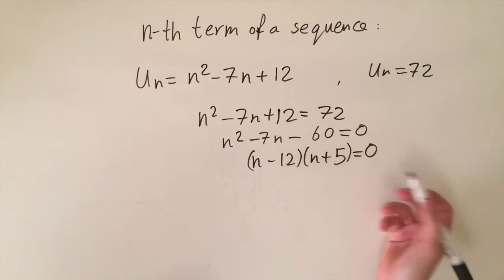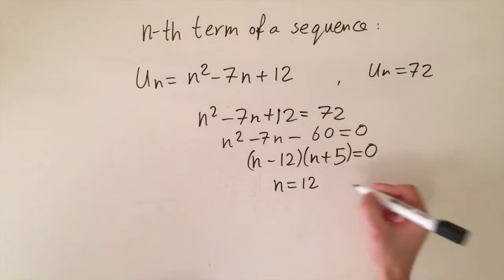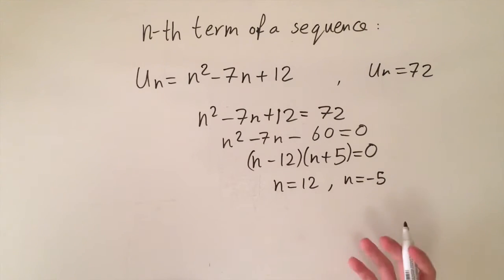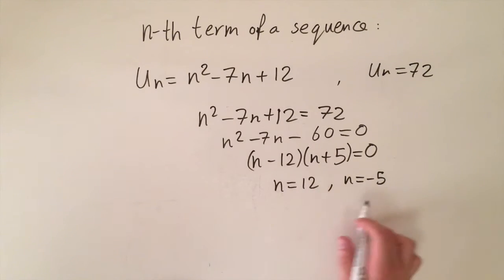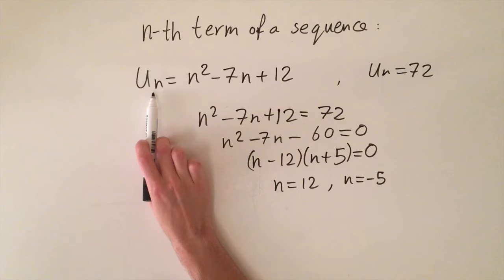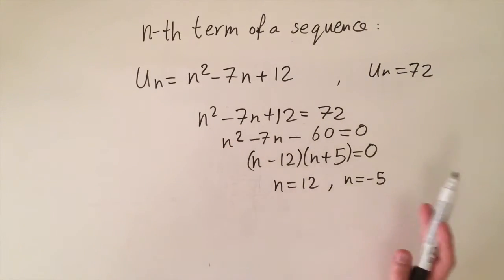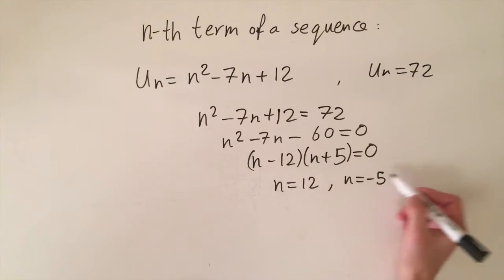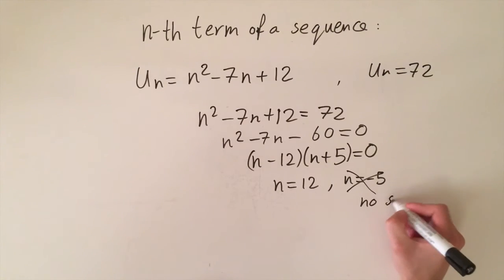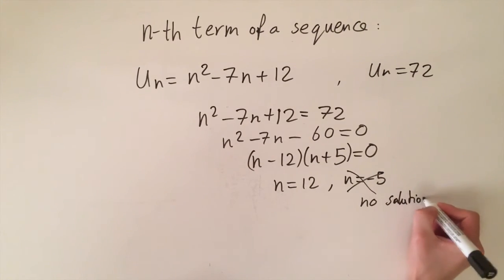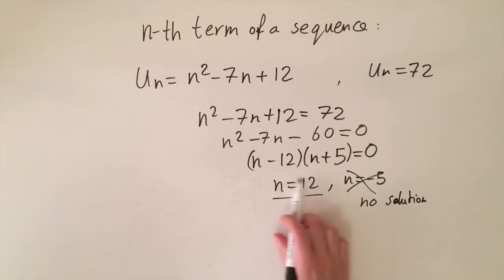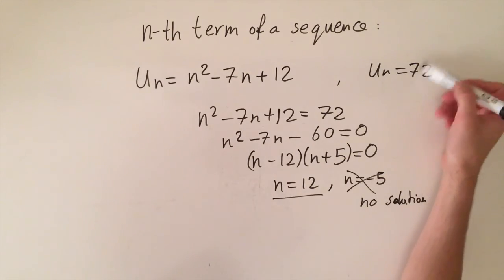So we set each bracket equal to 0, and we get n is equal to 12, and n is equal to minus 5. And now the last step is to think which of these solutions makes sense. We've got a positive number and a negative number, but in a sequence we're only interested in positive indexes. We start at n equal to 1 and go along through the positive integers. So we're not interested in a negative term. We just cross it out, ignore it, write no solution, and our solution is n equal to 12. So in the 12th position of the sequence, we're going to find 72 as the term.